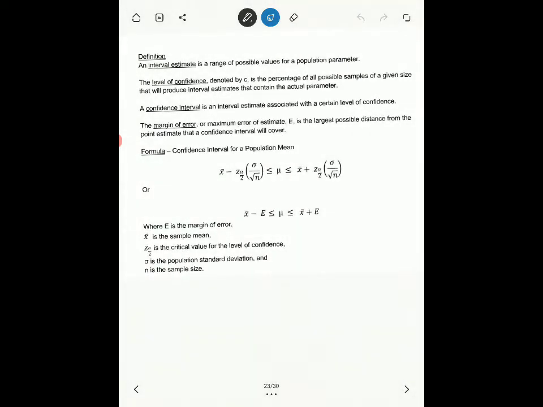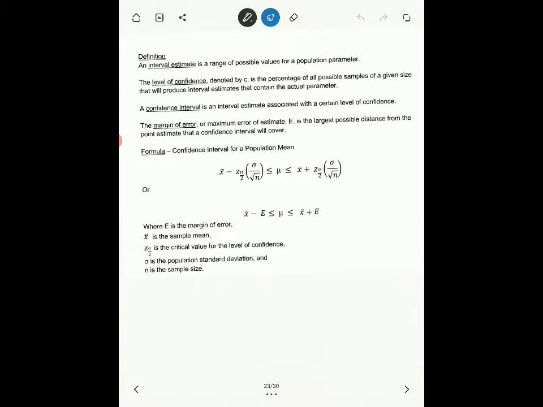Definition. An interval estimate is a range of possible values for a population parameter. The level of confidence, denoted by C, is the percentage of all possible samples of a given size that will produce interval estimates that contain the actual parameter. A confidence interval is an interval estimate associated with a certain level of confidence. The margin of error, or maximum error of estimate E, is the largest possible distance from the point estimate that a confidence interval will cover.